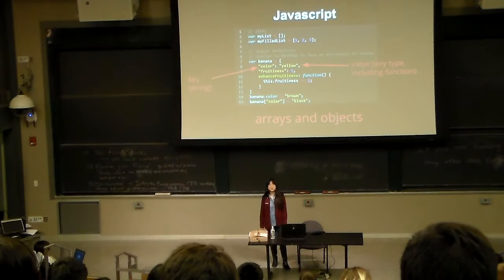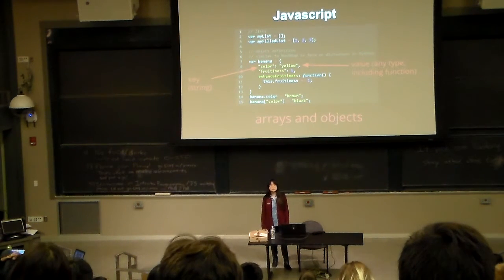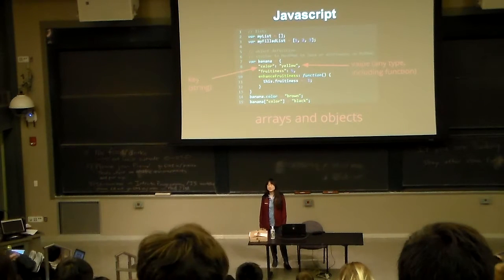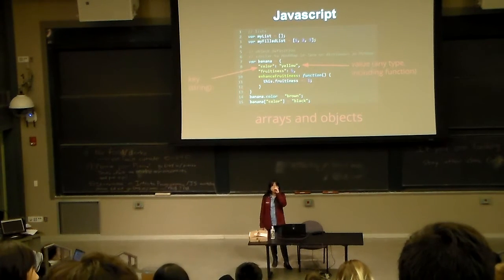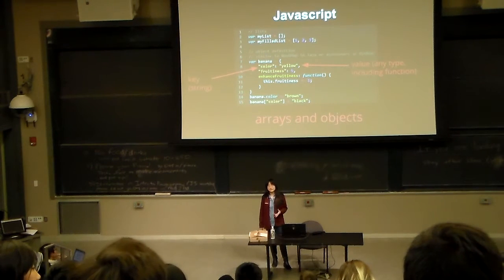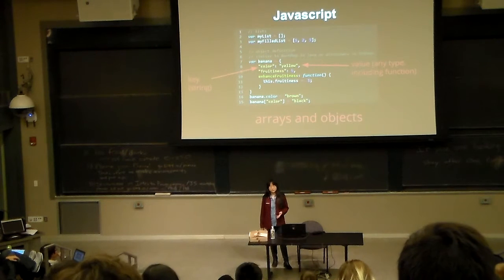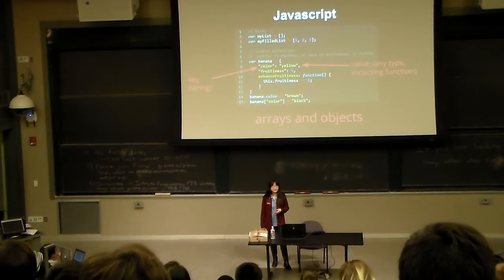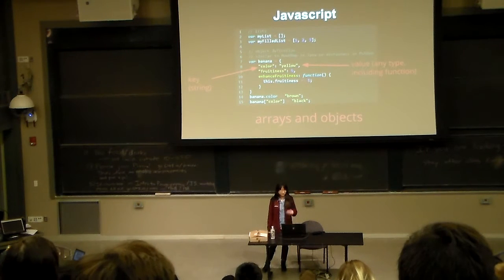Where it starts to diverge from Java is in arrays and objects. So who's used Python before? Okay, so maybe a little less than Java, but still most people. In Java, you have arrays and array lists, right? But in Python, you only have lists, which are essentially array lists. And this is the same for JavaScript. You just have lists. And this is how you would initialize a list or fill it.